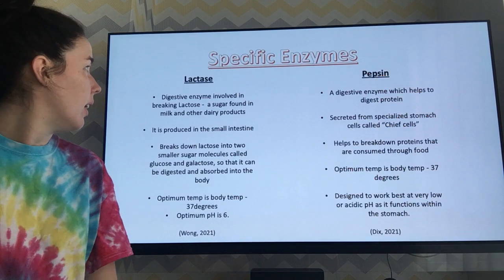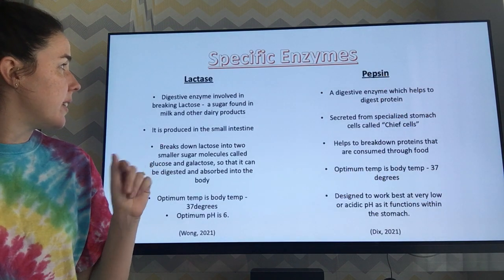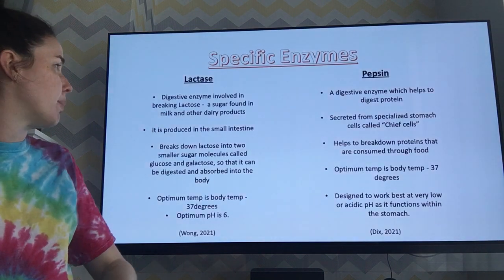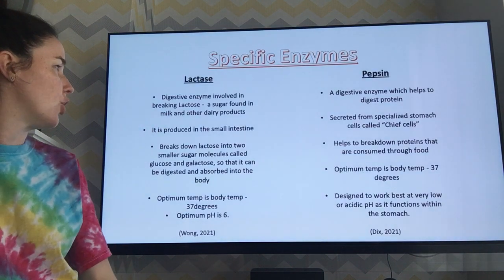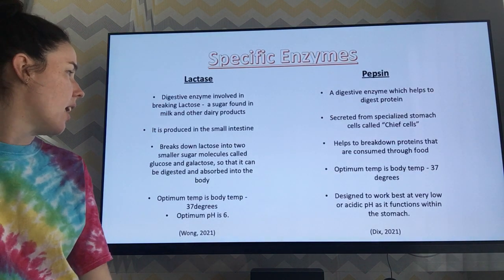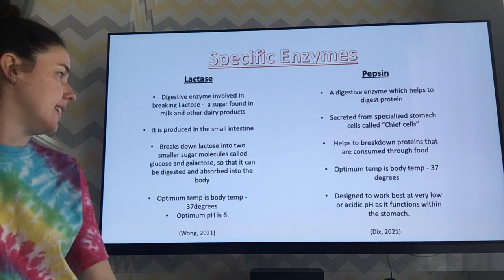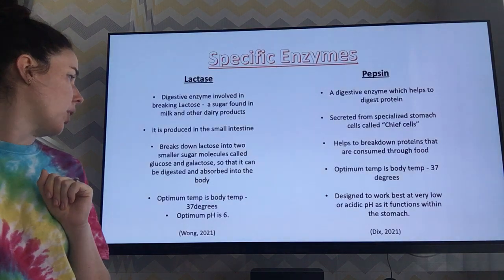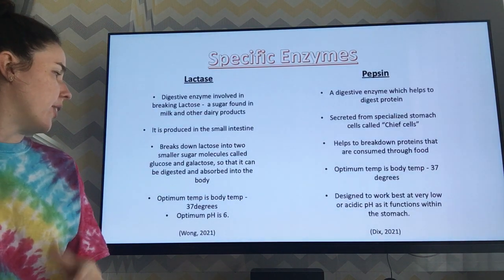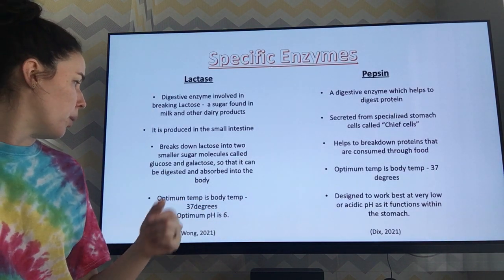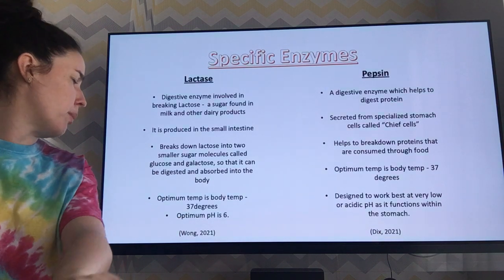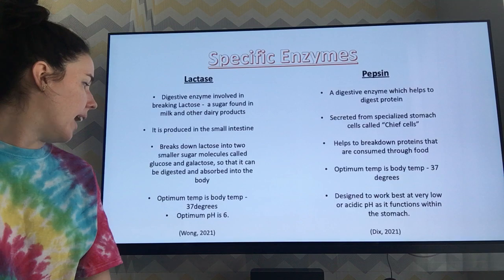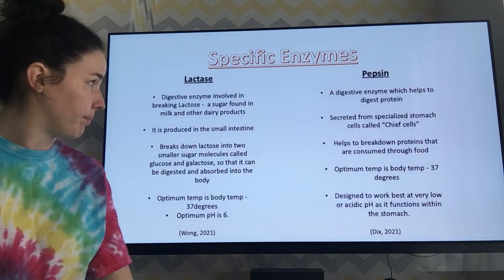So a specific enzyme, let's take lactase. This is a digestive enzyme involved in breaking down lactose, which is a sugar found in milk and other dairy products. It's produced in the small intestine and breaks down lactose into two smaller sugar molecules called glucose and galactose, so that it can then be digested and absorbed into our body. The optimum temperature is again body temperature, which is 37 degrees, and has an optimum pH of 6.